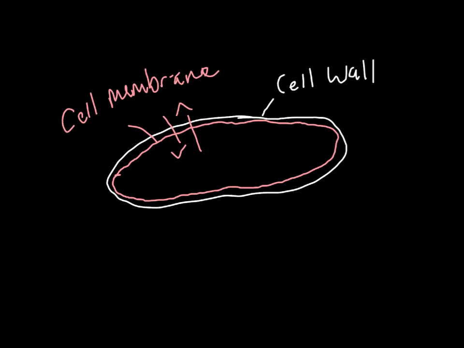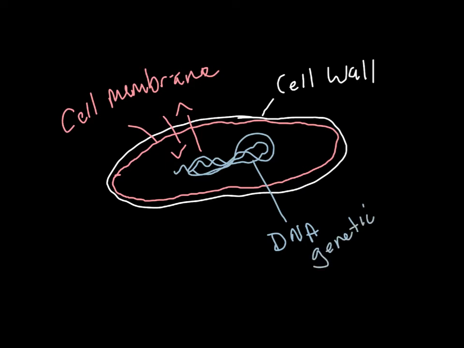Now, within the cell, you have this circular strand of material called DNA. We've talked quite a bit about DNA, and DNA is the genetic material. That's the genetic material of a cell, and it controls all the cell's functions.